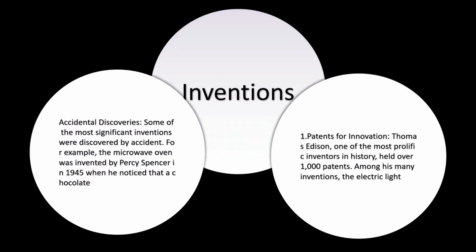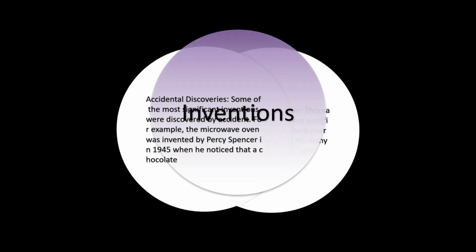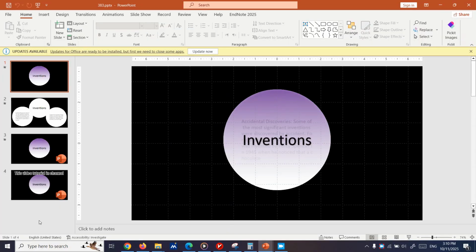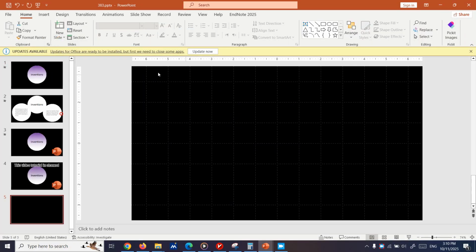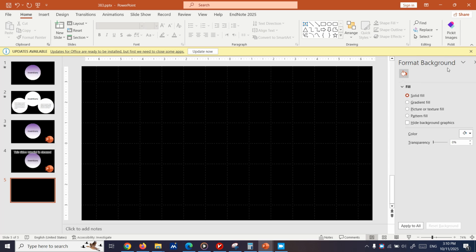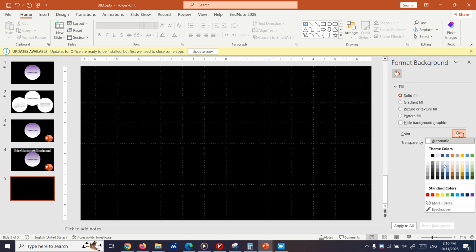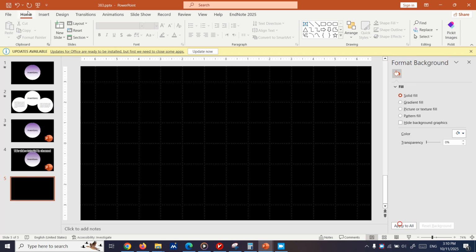Let's see what you are going to create today. This is a great slide. Let's try to create it. Okay, at first we need to add a new slide. In our new slide, we format the background and put it black, and then apply it to all.